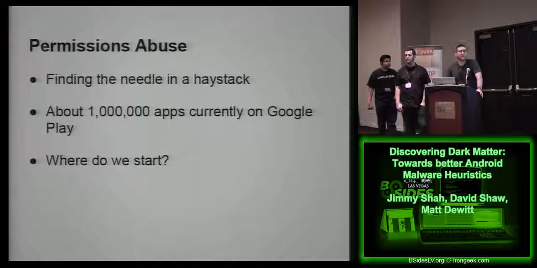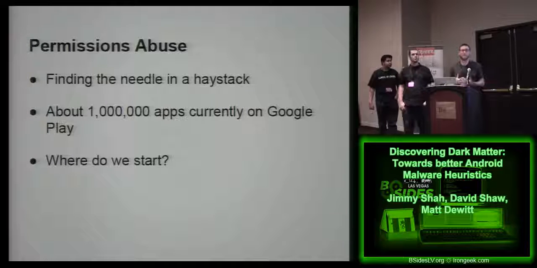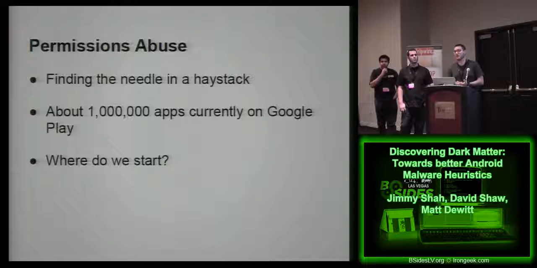So now that we know that there are different permissions that can be abused, we need to basically find a needle in a haystack. Because we have about 1 million apps, more than that now, currently on the Google Play Store, which is a lot. And we know that many of those apps legitimately need the permissions that they request. So where do we start? How can we begin this first phase of analysis?